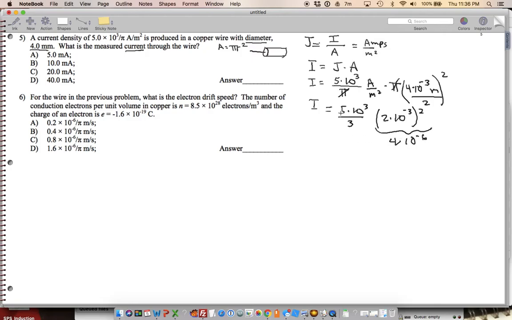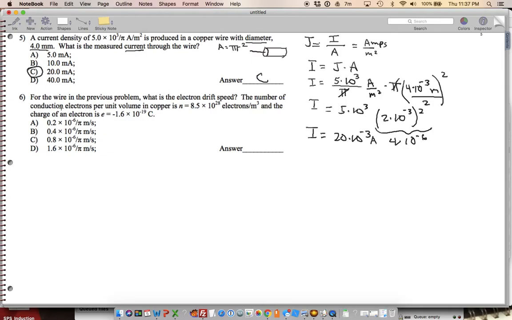Why do I have a 3 here? That's weird. Sorry about that. This is not right, as you probably know. So I have 5 times 10 to the third times 4 times 10 to the minus 6. That's going to give me 20 times 10 to the minus 3. That's going to be amps, so it's going to be 20 milliamps. So it's going to be C.